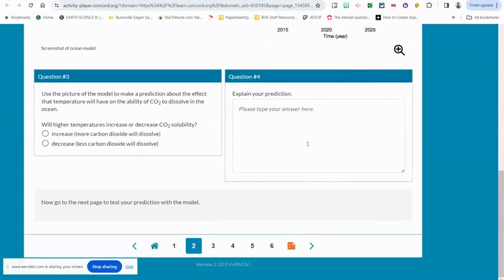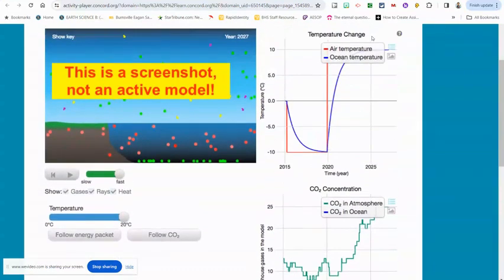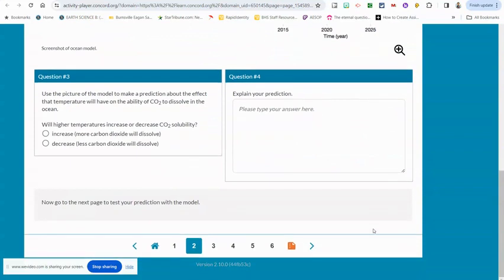Questions. Use the picture of the model to make a prediction about the effect that temperature will have on the ability of carbon dioxide to dissolve in the ocean. Will higher temperatures increase or decrease carbon dioxide solubility? That question is asking, as you warm up the water, will it be easier or harder for carbon dioxide to dissolve in the water? So, as you heat up the water, that's the blue line in the top graph, what happens to the blue line in the bottom graph? It goes down. So that means it's harder to dissolve carbon dioxide in the water as the water heats up.